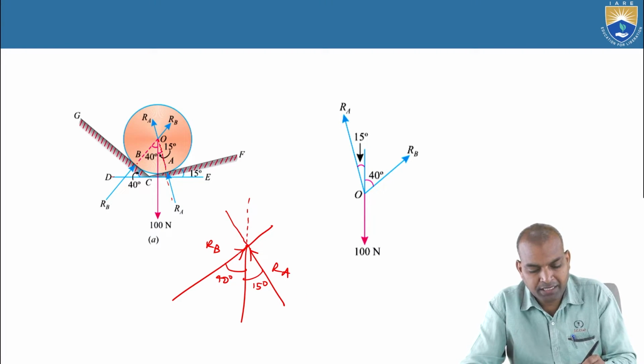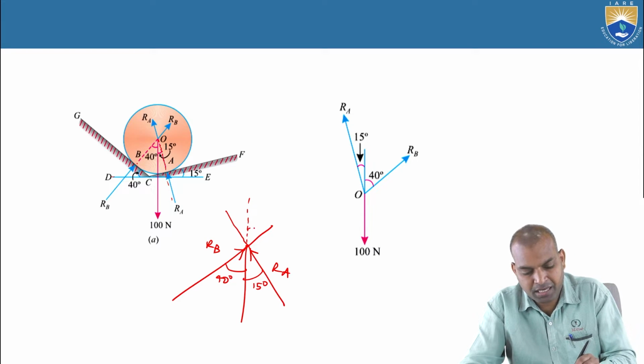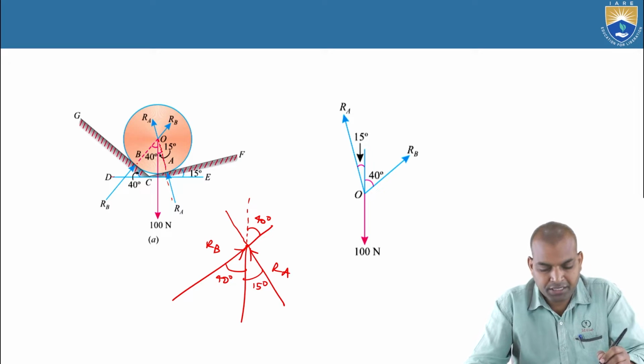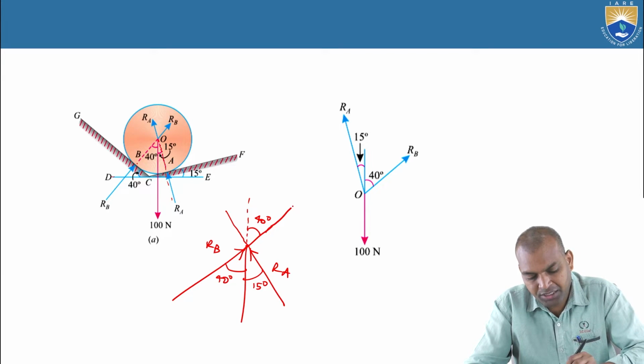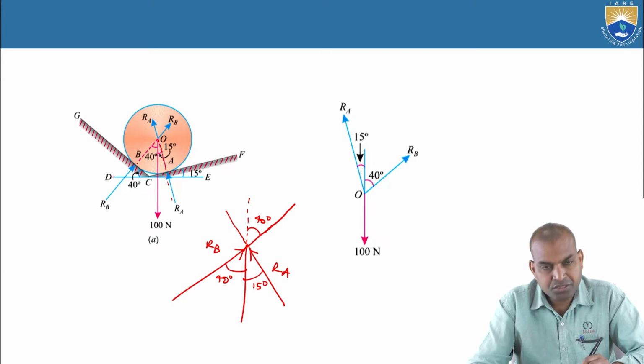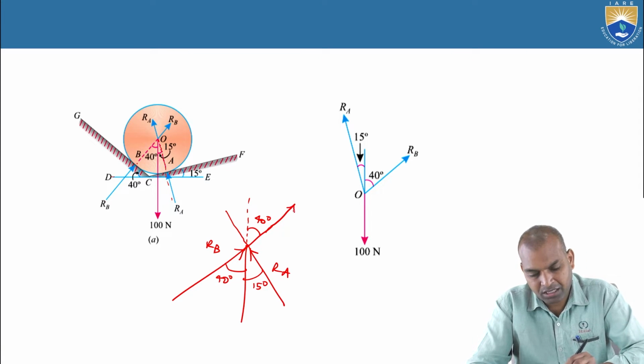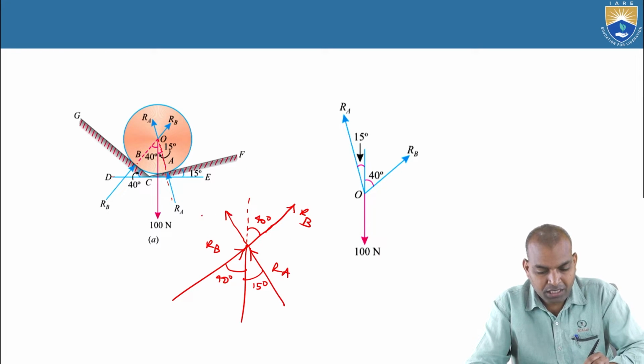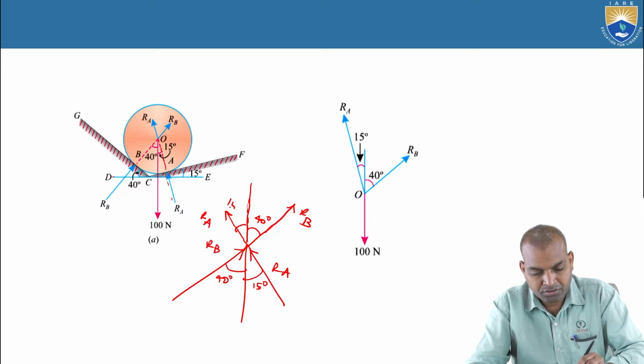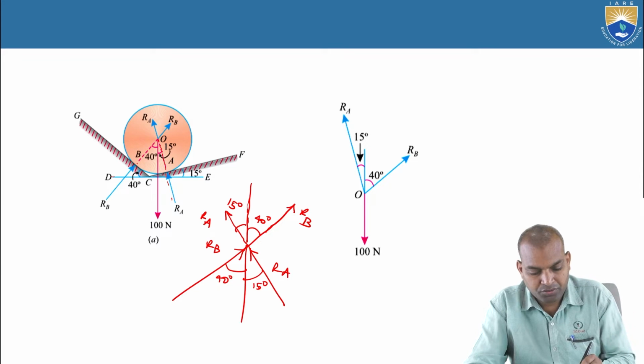Now what about this angle? This 40 degrees is the same, again by the concepts of mathematics. If we consider the 40 degrees line, this is the line of action of RB, with inclination 40. This is also an inclination, the same angle. Now it is RA. What is RA? This is 15 degrees. What about the line of action here to here? This is also 15 degrees. Now the weight is 100 newtons.